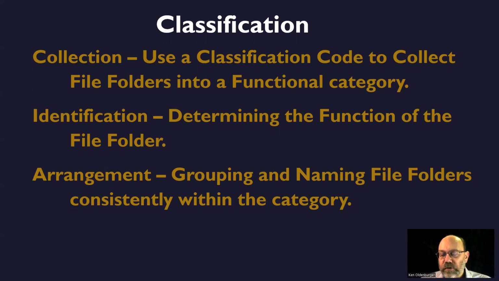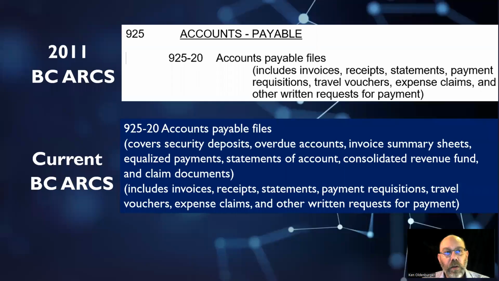All right, so let's take a look at a few actual classification systems and see how they manage these elements of classification. And we're only looking at classification right now, so you won't be seeing the retention schedule side of the classification and retention schedules. All right. Here, the first one that we see is the British Columbia ARCS. That's the Administrative Records Classification System from 2011. We have a primary up top. So I'm going to use accounts payable files as an example across a few classifications.